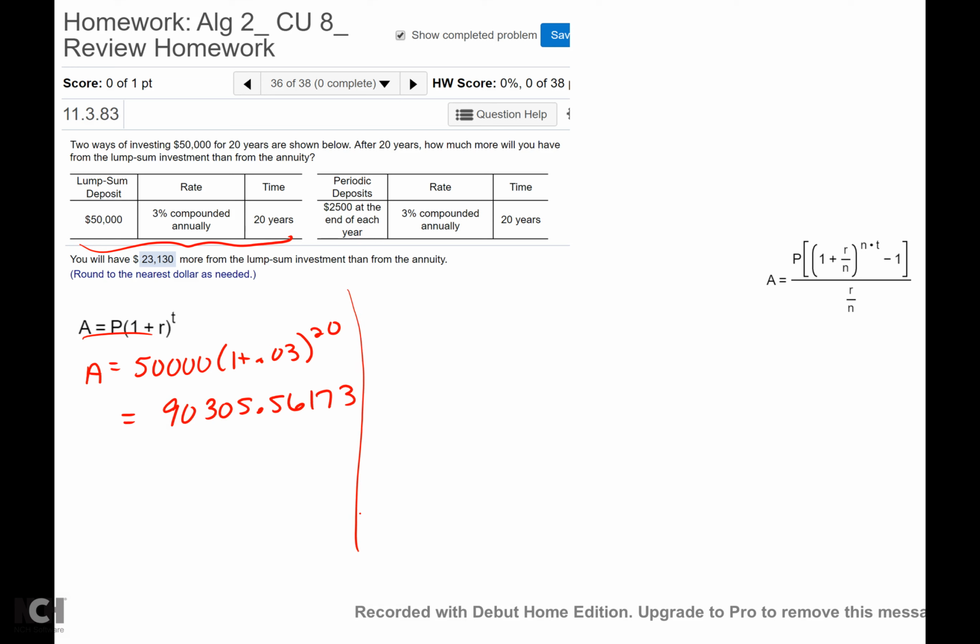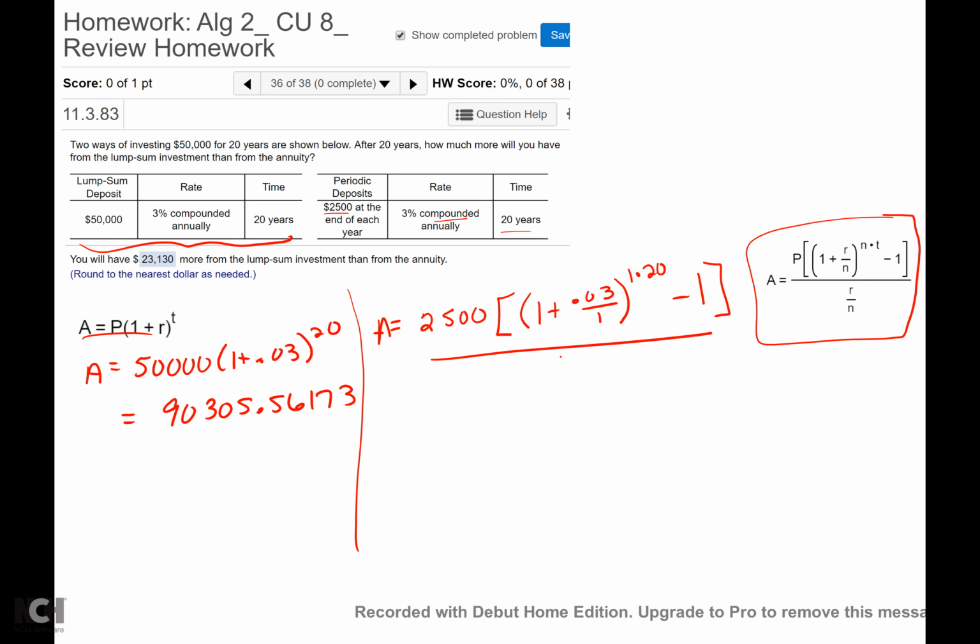If he makes $2,500 deposits at the end of each year, compounded annually for 20 years, you're going to have to use this formula. So A equals his payments, $2,500, bracket, parentheses, 1 plus 0.03, compounded annually means n is 1, which makes the math nice, to the 1 times 20, minus 1, close the bracket, all over 0.03 over 1.